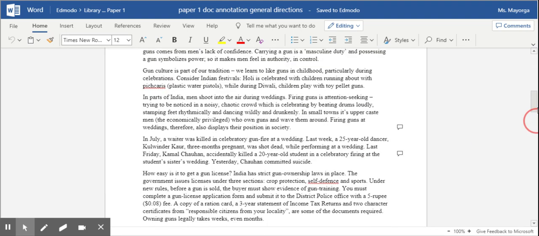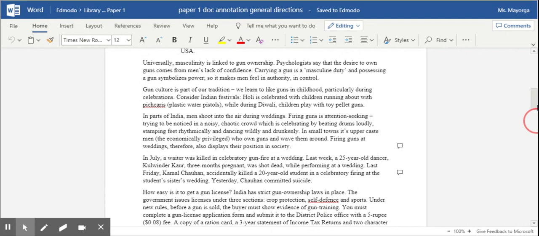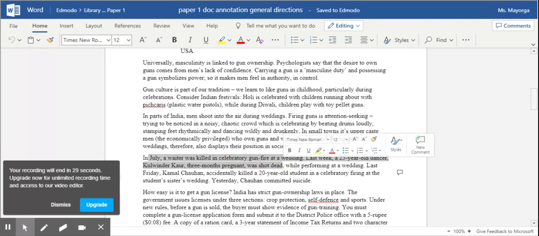Now I want to look at the examples that I mentioned above. So in this fourth paragraph, in July, a waiter was killed in a gunfire at a wedding. Then the week before the article was published, a 25-year-old dancer was shot dead. So two examples from two different time periods, and it seems likely that these occurrences happen frequently. So these are strengths. So that's how you want to start looking at assessing arguments.